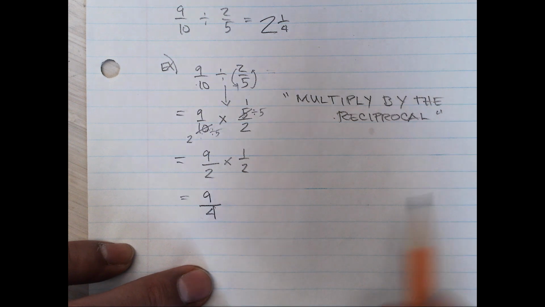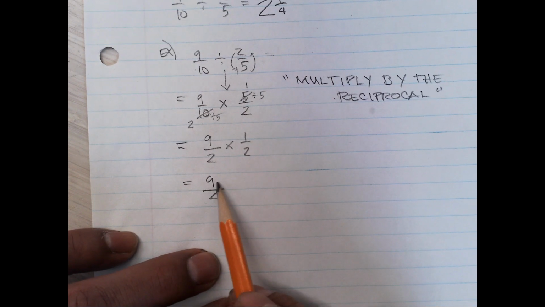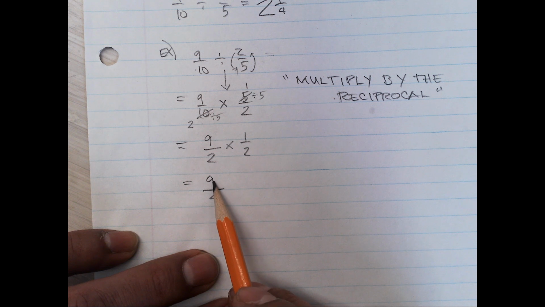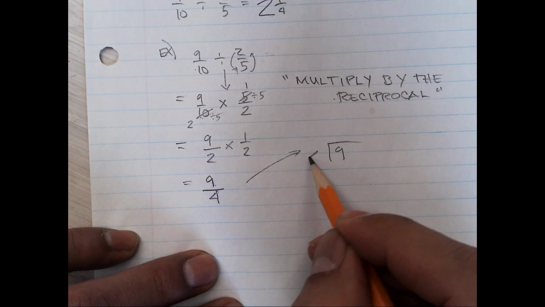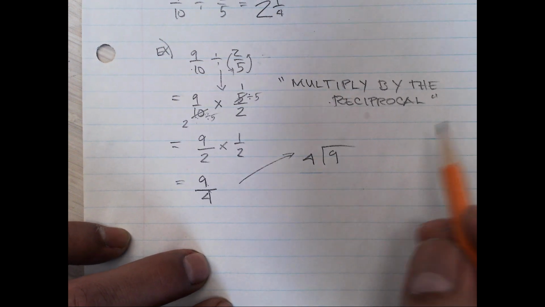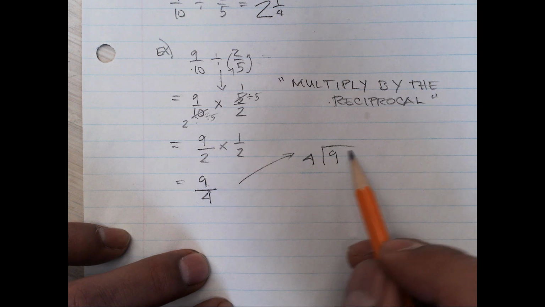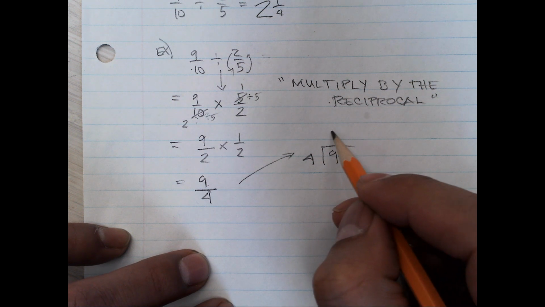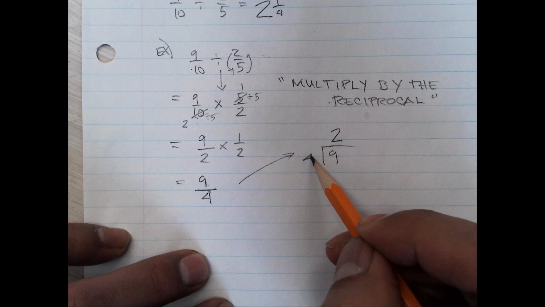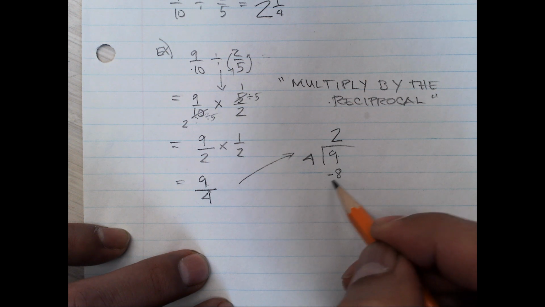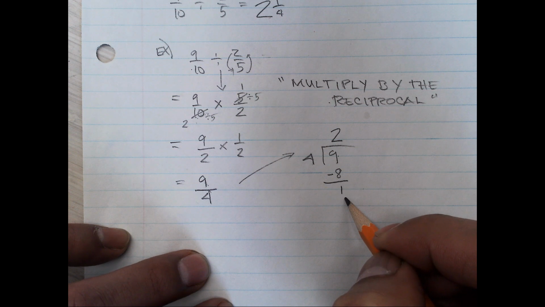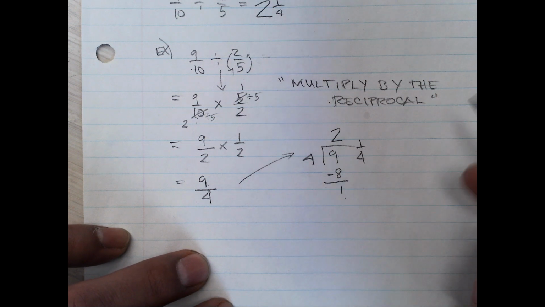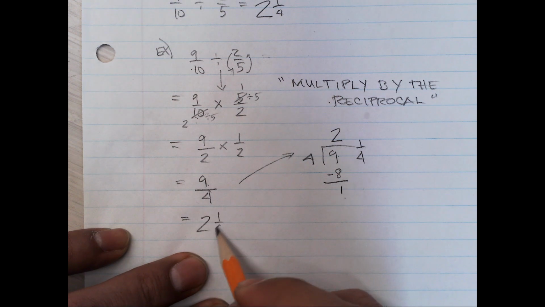Okay, so students, remember, we still need to reduce this because this is top heavy. When you have a top heavy, or a bigger number in the top, you have no choice but to convert this into a long division. And so now we're going to divide this. How many 4s are in 9? I think there's 2. And then 2 times 4 here is 8. And so this 9 minus 8 is our remainder 1. So our answer here is 2 1/4.